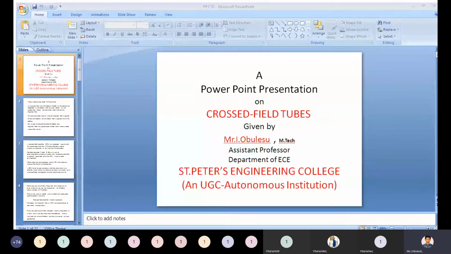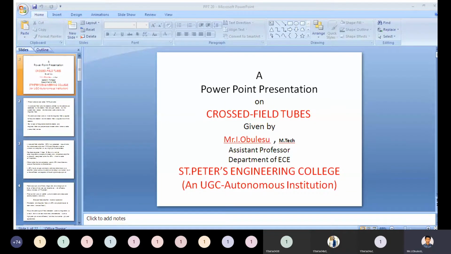Raytheon engineer William C. Brown worked to adapt magnetron principles to create a new broadband amplifier. He is generally recognized as the first CFA inventor, which he called an Amplitron.